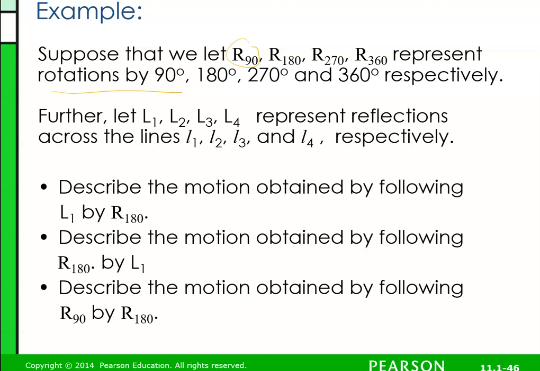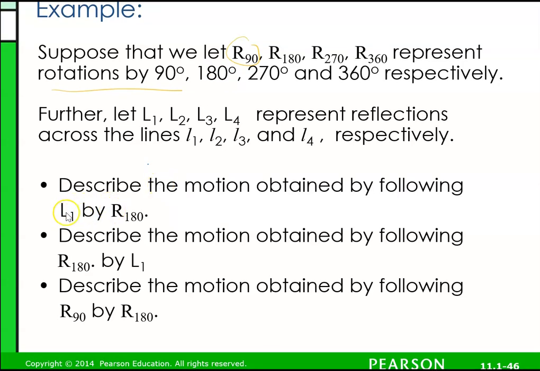Okay. Then L1, L2, L3, L4, again referring to that diagram previously, are the reflections across the lines L1, L2, L3, L4, respectively. So we're going to describe the motion obtained by doing L1 followed by R180. We're actually going to do two of these motions and see what happens. So we're going to do L1 first, followed by R180.